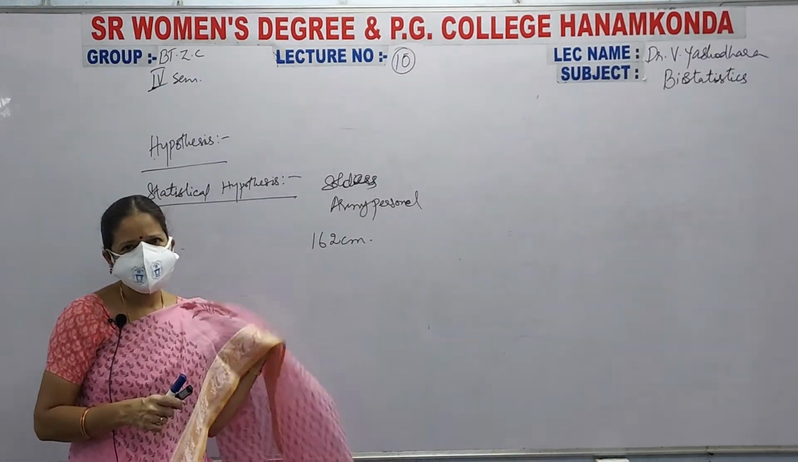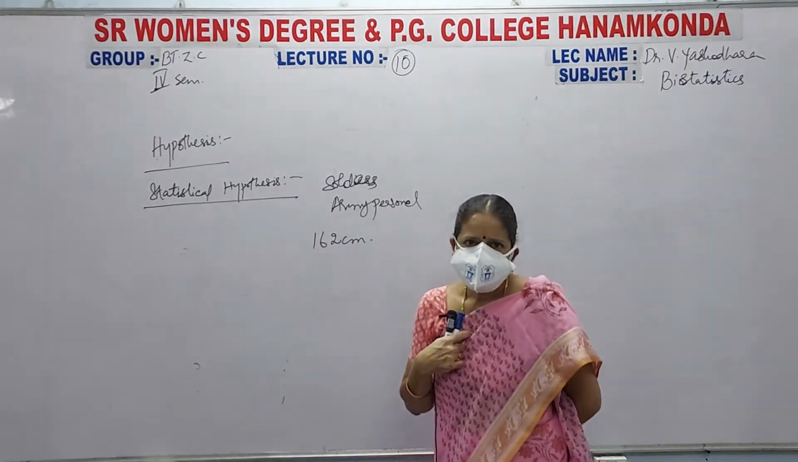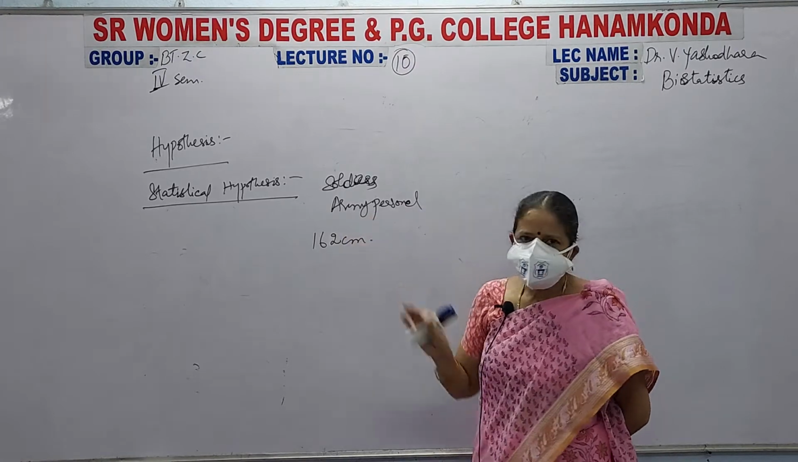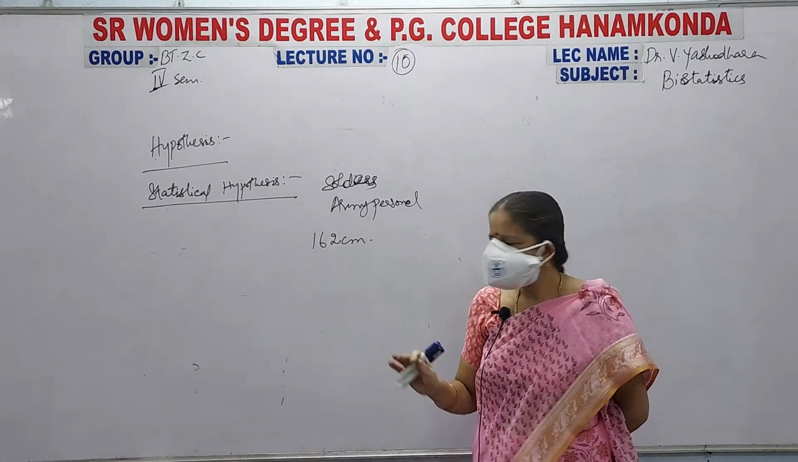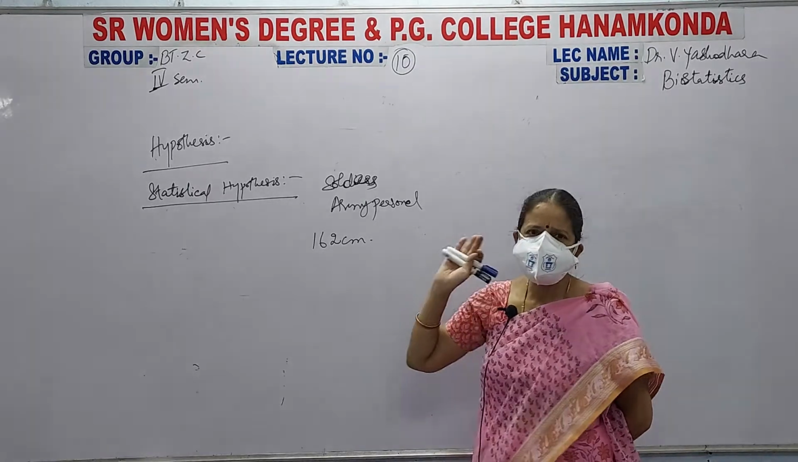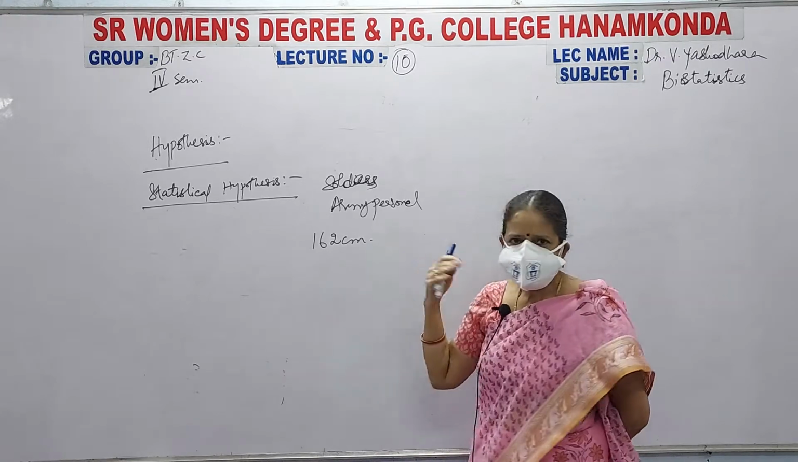then only they can be allowed to join in army. ఇది నా అభిప్రాయము. This is my thought. I say that the statistical hypothesis of a soldier's height is they should have at least 162 centimeters, then only they are allowed to join in an army. This is my statistical hypothesis.